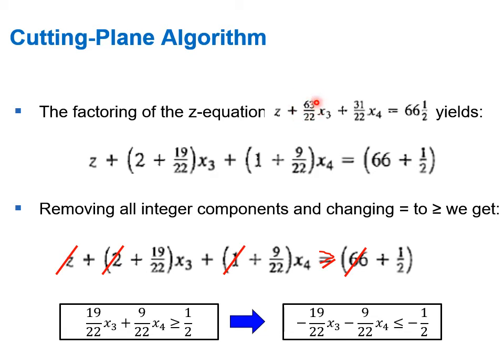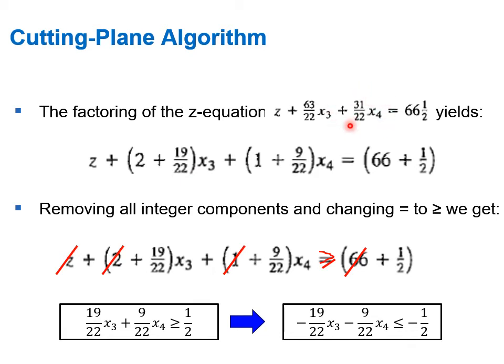Okay, for the second one, 63 over 22, it is 2 plus the fractional part 19 over 22. So that when you sum up, it's 63 over 22. Okay? So integer plus a fractional part, and this fractional part should be between 0 and 1. It cannot be greater than 1. It is less than 1, and it should be positive.